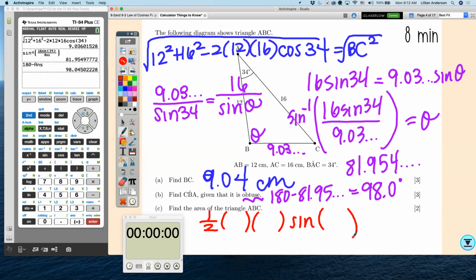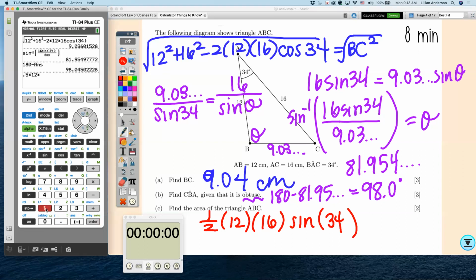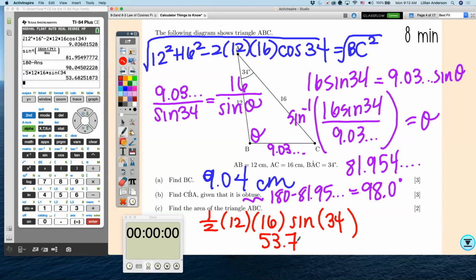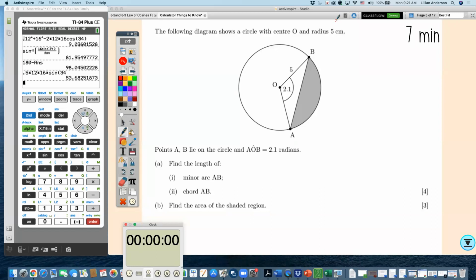What do A and B represent? Anybody? 12 and 6. It represents those two adjacent sides. What is C? 34. I didn't need to use any of the other information that I found. I could have used exactly what was given to me to find the area of my triangle. So rounding that to 3 significant figures would be what, Alyssa? And of course, don't forget about your units. Questions?